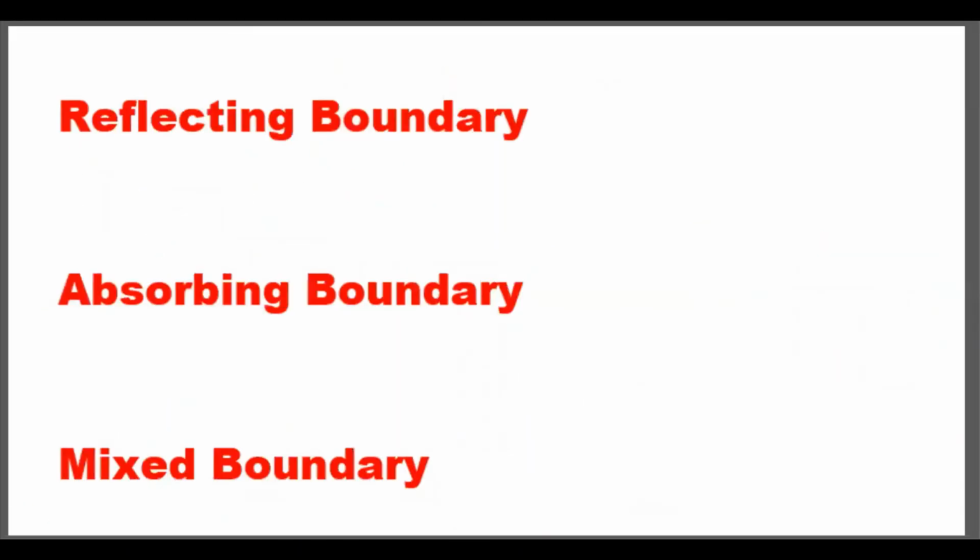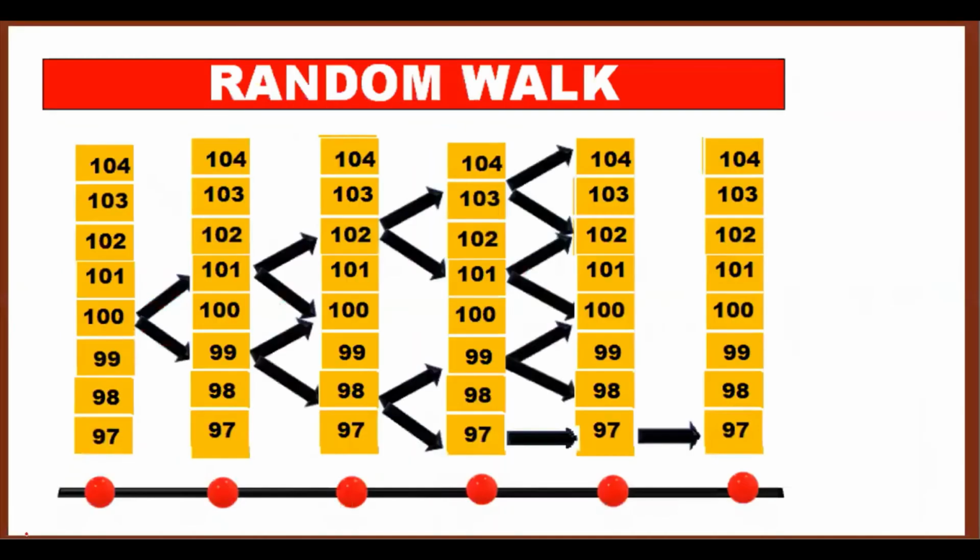Then we have one called reflecting boundary, then absorbing boundary, mixed boundary. Going to this one here, suppose you reach 97, then what will happen? That is the question. If you reach 97, then you can't go back, because when we say random walk, when we talk about the states, it's infinite, from infinity to minus infinity. Now we want to end the game here, and the maximum ceiling is given as 104. You can't go beyond 104.